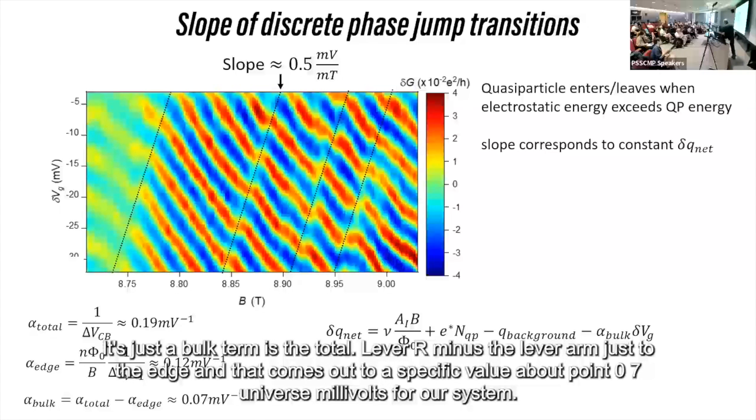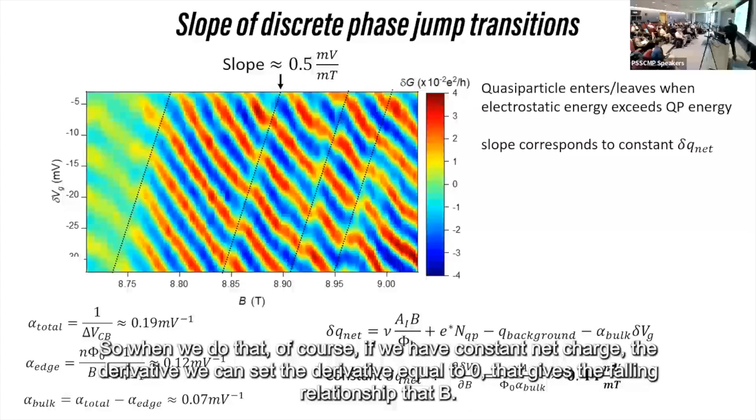It's just the bulk term is the total lever arm minus the lever arm just to the edge, and that comes out to a specific value, about 0.07 inverse millivolts for our system.